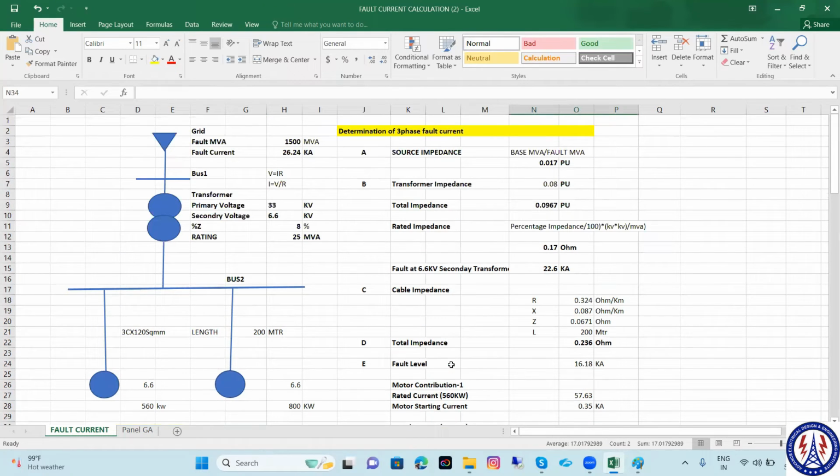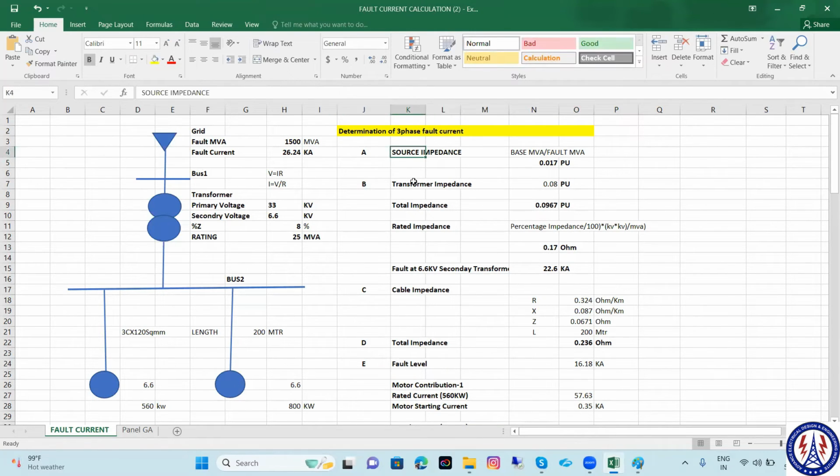Okay, please ask your question. I am explaining again. Suppose I have to determine the fault here, then how many impedances are there? This is grid, source impedance, transformer impedance plus cable impedance. Next is the motor contribution. So all the things will be added.